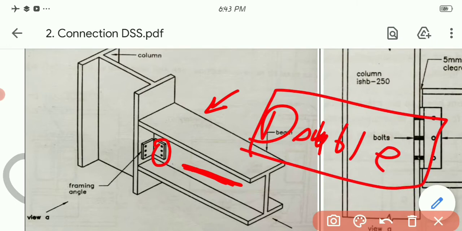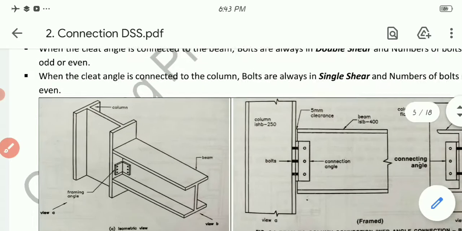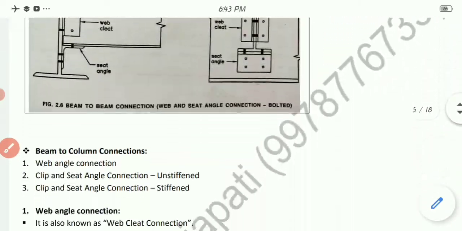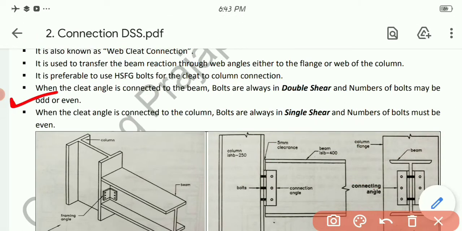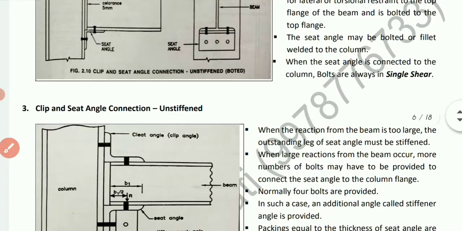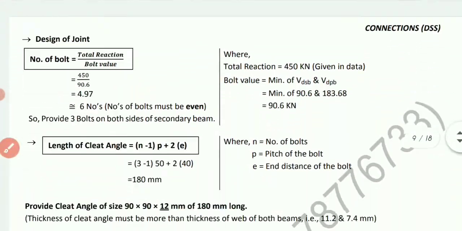While the number of bolts may be odd or even at any time. So we have seen over here, this is the statement which I have already given in the theory: when the cleat angle is connected to the beam, bolts are always in double shear, and the number of bolts may be odd or even. Okay, so let's go to the sum again.